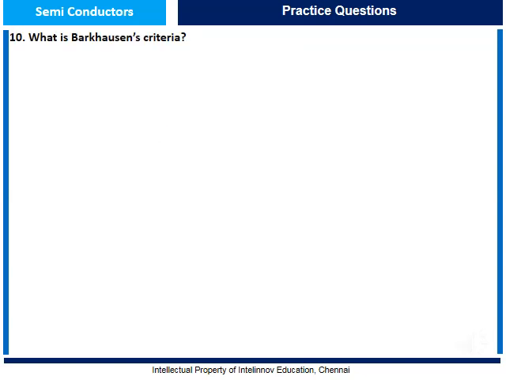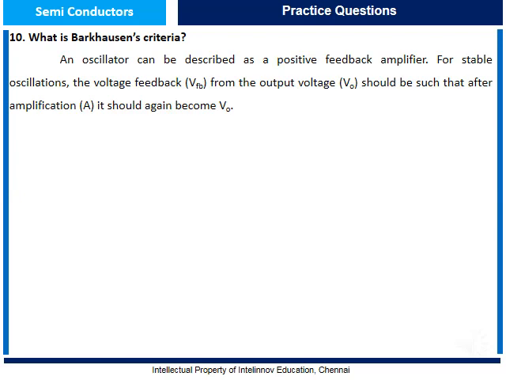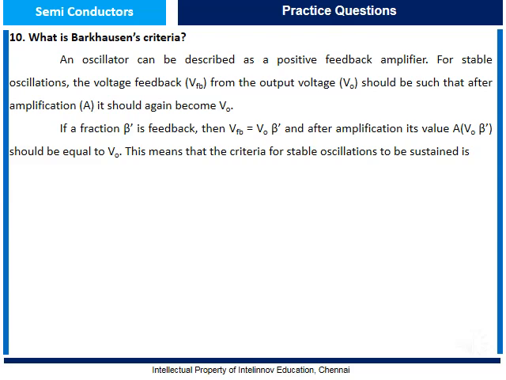Question number 10. What is Barkhausen's criteria? The answer is, an oscillator can be described as a positive feedback amplifier. For stable oscillations, the voltage fed back from the output voltage should be such that after amplification it should again become V0. If a fraction beta dash is fed back, then the voltage feedback is equal to V0 into beta dash, and after amplification its value A into V0 beta dash should be equal to V0. This means that the criterion for stable oscillation to be sustained is A beta dash equal to 1. This criterion is known as Barkhausen's criteria.